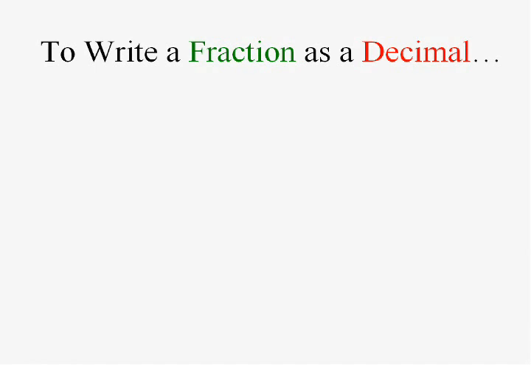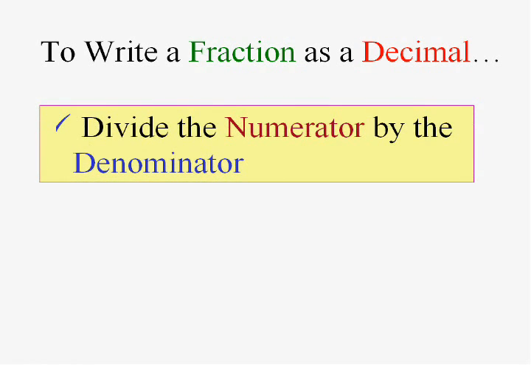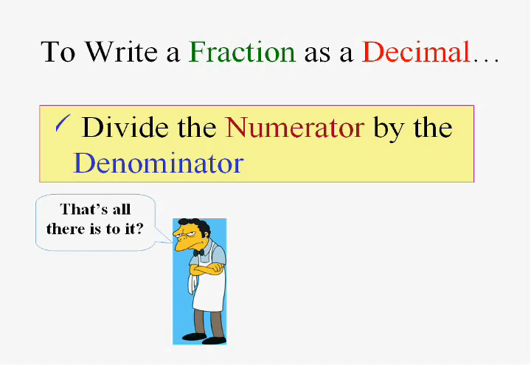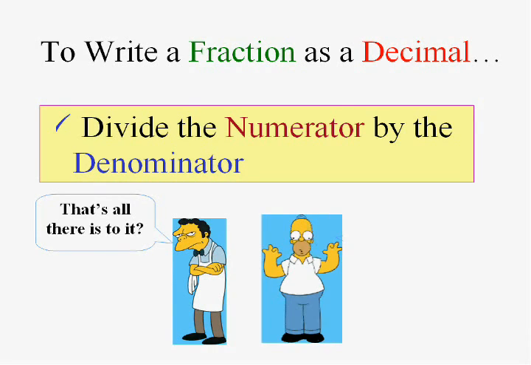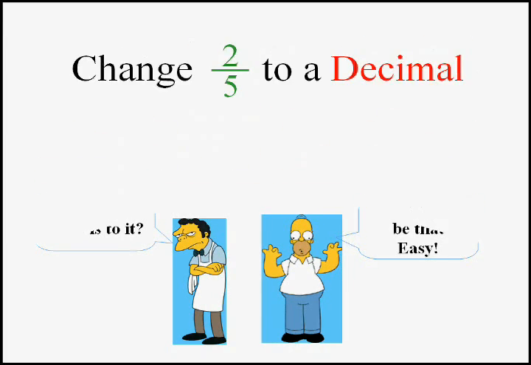If we want to write a fraction as a decimal, basically all we're going to do is do the division. We're going to divide the numerator by the denominator. That's all there is. Well, there can be a little bit of tricks to it, but let's take a look at some examples.